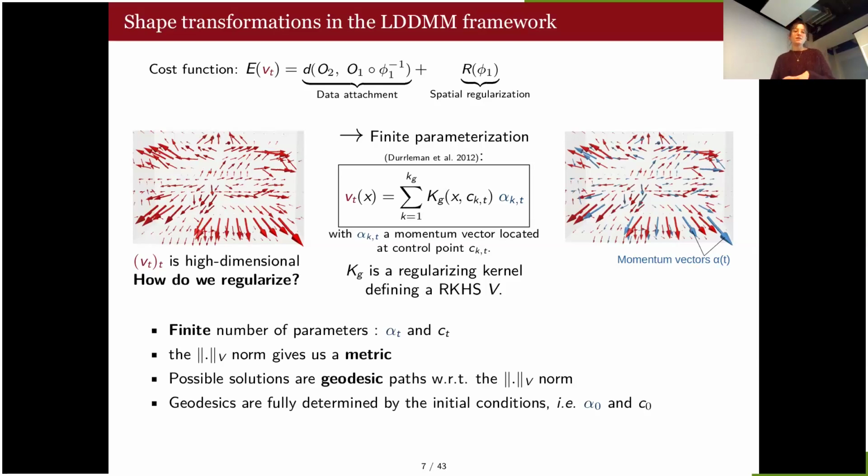So this is a very convenient assumption. This now means that instead of estimating directly the very high dimensional v of t, we now have a finite number of parameters. We can also use the norm of the RKHS to estimate a metric on the control points. And so this means that the possible solutions to our problem will be geodesic paths with respect to this norm. And finally, a very convenient property of geodesic paths is that they are fully determined by the initial conditions of the problem, which are, in our case, alpha of 0 and c of 0.